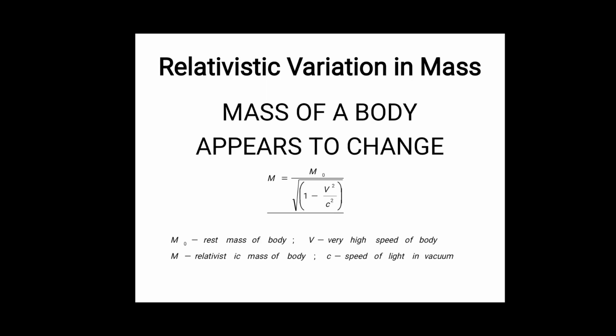In this presentation, I will share how the mass of a body appears to be different with respect to different inertial frames of reference having very high relative speed. Relativistic variation in mass of a body means that the mass of the body appears to change when it is moving with very high speed approaching the speed of light.